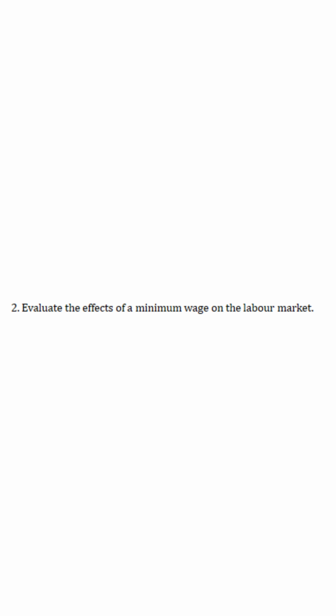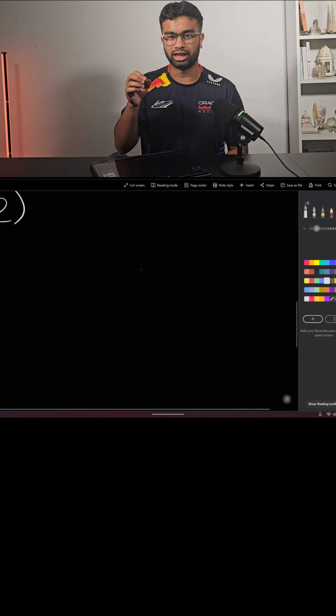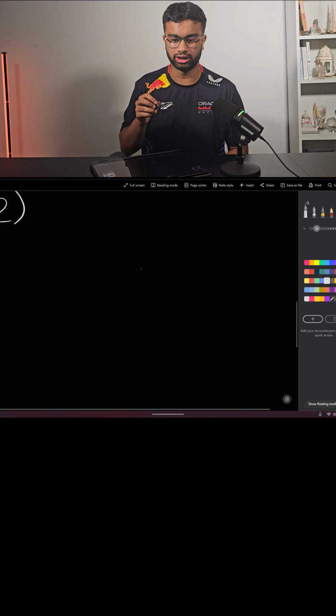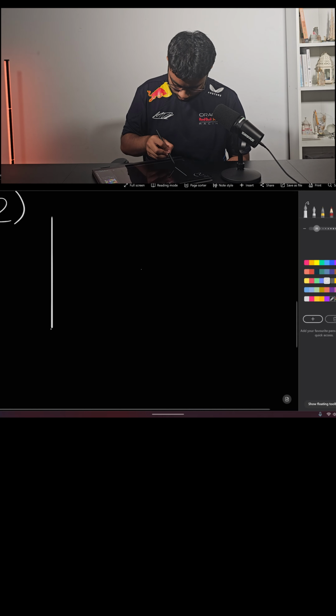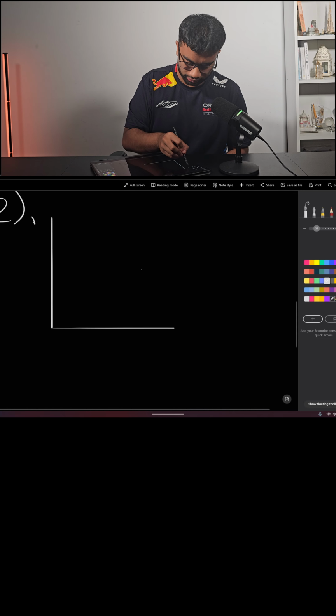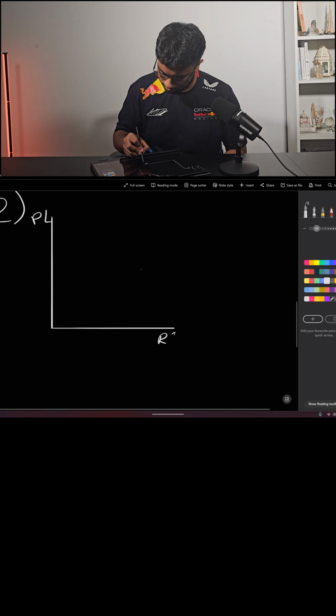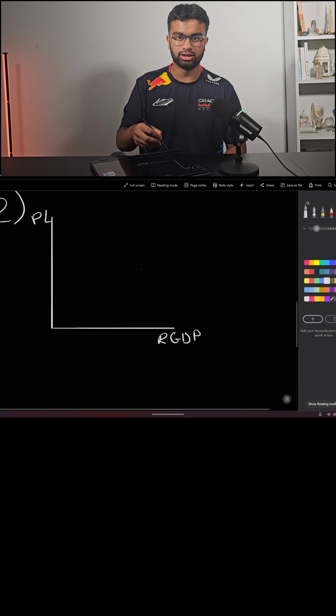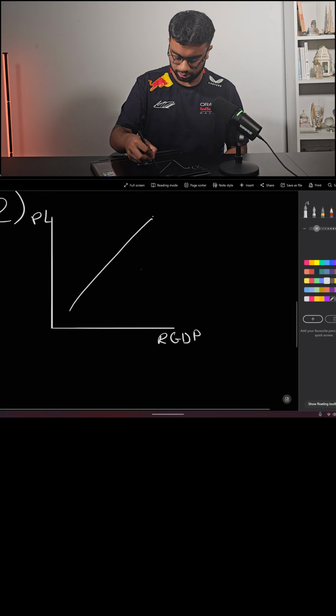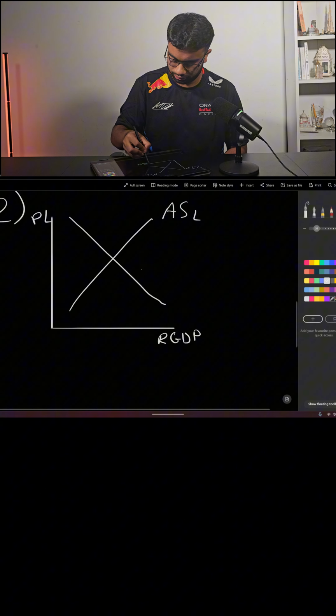So the second question tells us to evaluate the effects of a minimum wage on the labor market. If you were to draw a diagram to show the labor market, it would look something like this. We'd have price level on this axis, and you can use any of them, but I use RGDP. And if you were to draw aggregate supply of labor, it would be like this, and aggregate demand for labor would be like this.